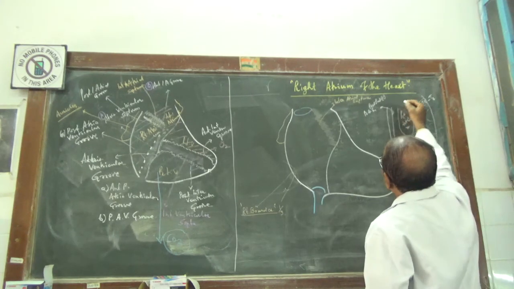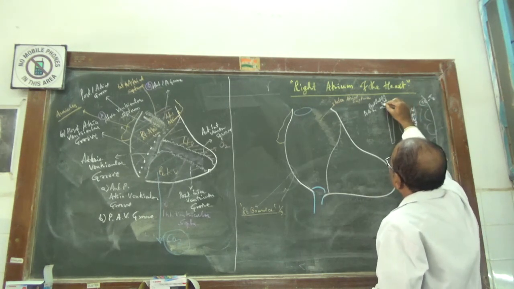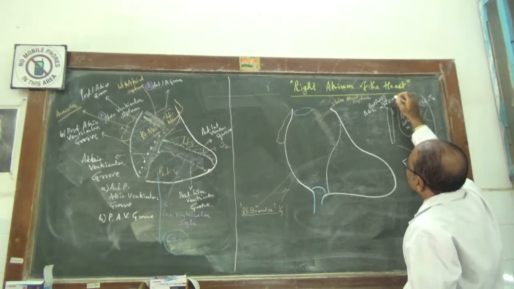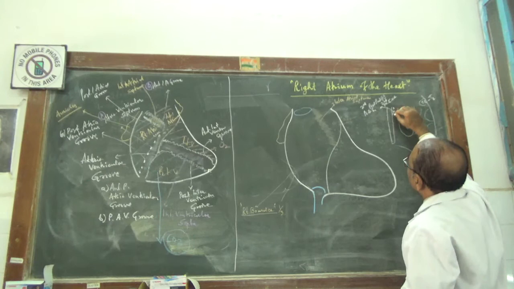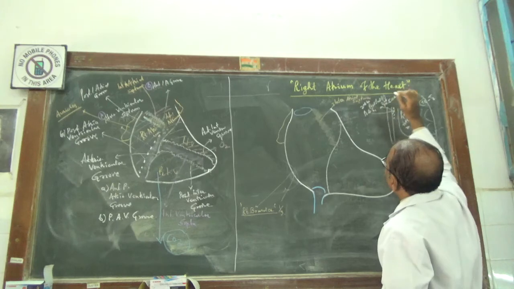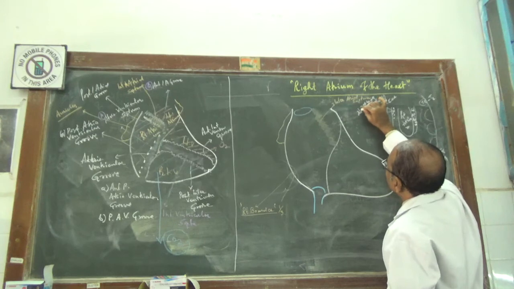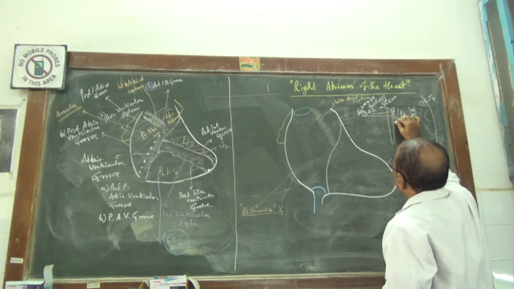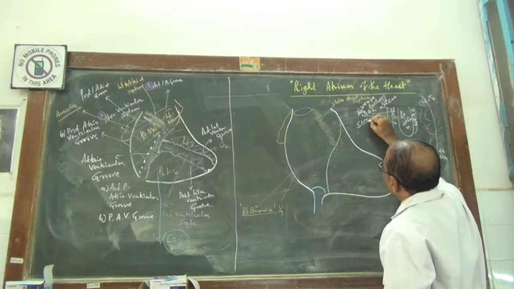Then the second to seventh costal cartilages, the second to seventh ribs, then you have got the successive intercostal spaces.